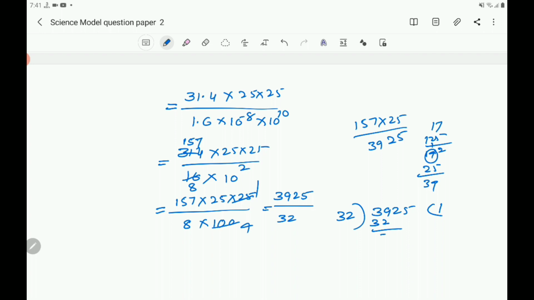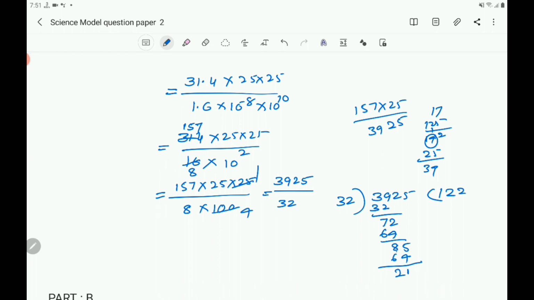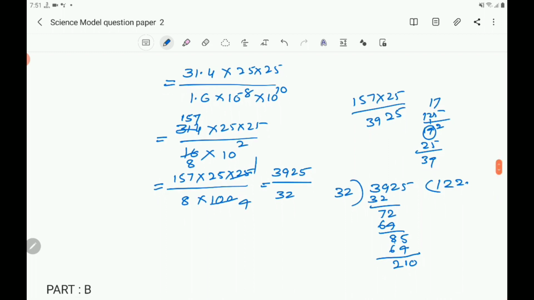Then what is remaining here? 7 2. Then you can take 32 twos are 64. Here what is remaining? 8. 8 and 5, and again 32 twos you can take 64. 5 minus 4 is 1, 8 minus 6 is 2, 2 1. You put point here and take 0 here. Then it becomes 210, means you can take 6. 6 twos are 12 minus 1, 6 threes are 18 plus 1, 19. So 10 minus 2 is 8. And here 10 minus 9 is 1, so 18 you got.